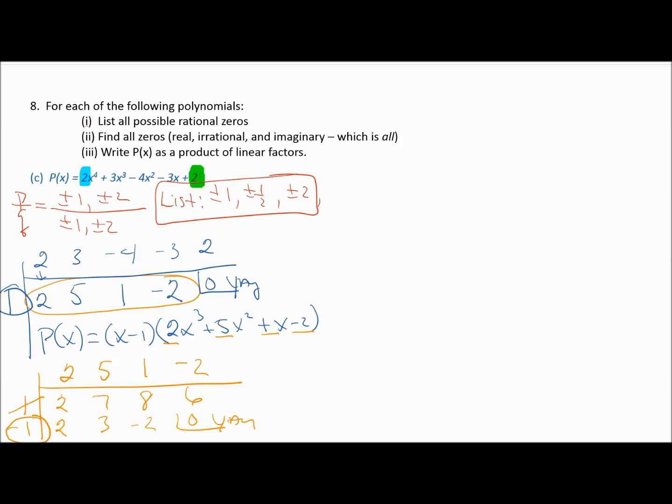Now, how many zeros are there? Well, there are 4, right? Because the degree of this polynomial is 4. So I have 2 of my zeros. Now it's time to stop and rewrite.